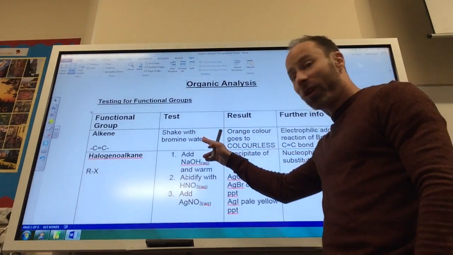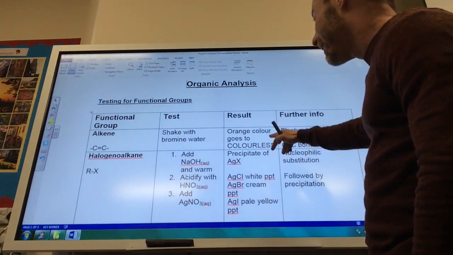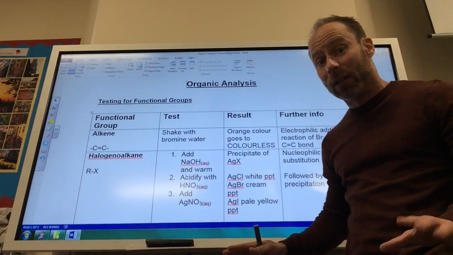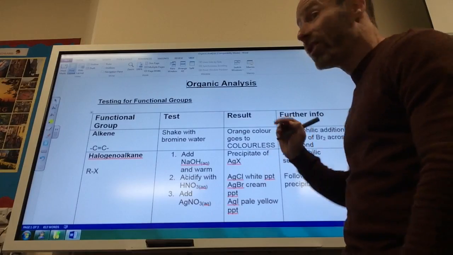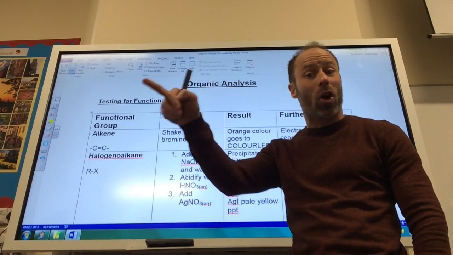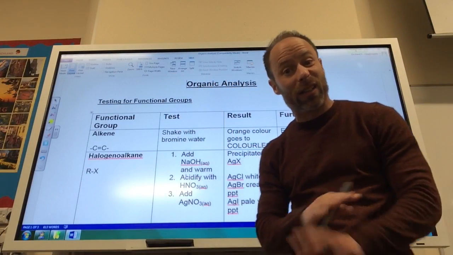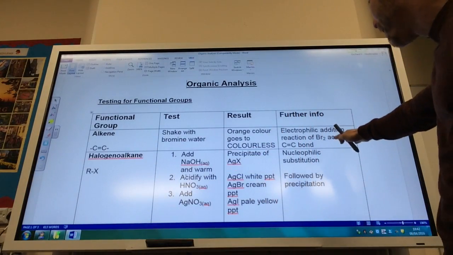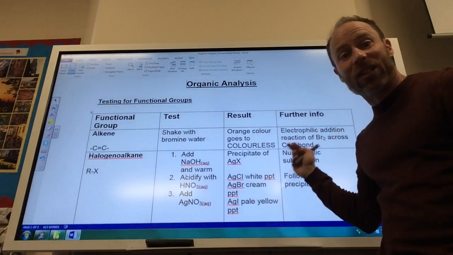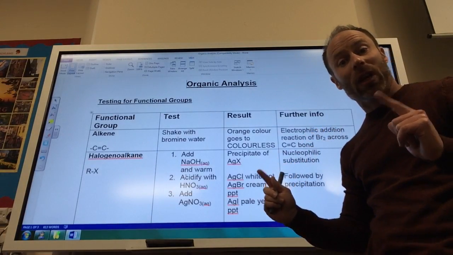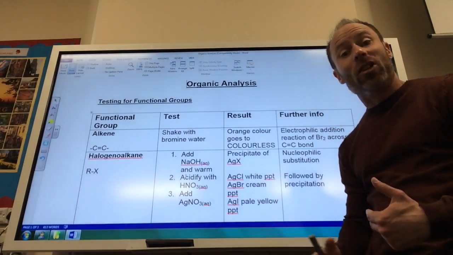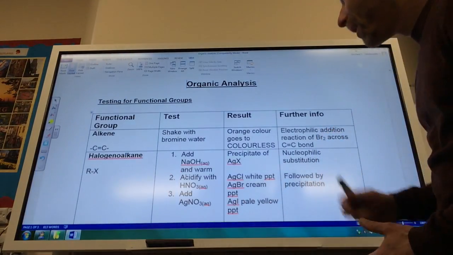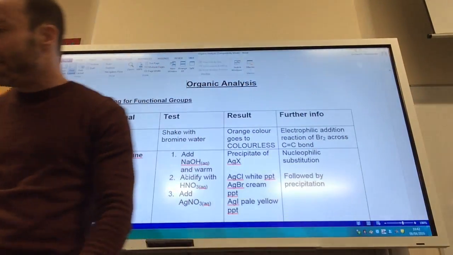You shake it with bromine water. It goes from orange to colourless. Now it's really important you put colourless, not clear. It's colourless. Clear just means you can see through it. You can see through an orange solution. It's colourless. It's lost all its colour. Hopefully that's clear. And for any further information, this is the electrophilic addition of bromine across the double bond. So if it was ethene, you would be making 1,2-dibromoethane as the product.